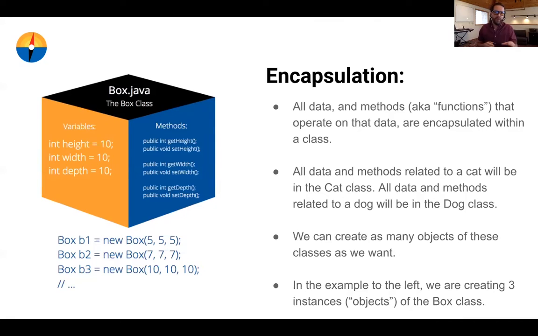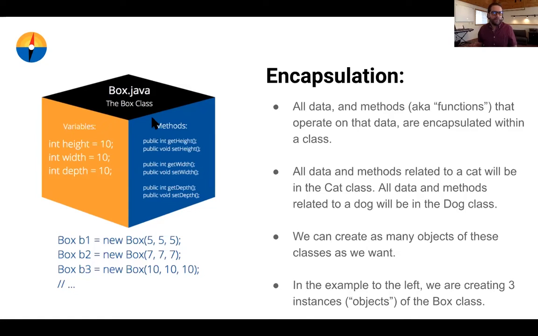All the variables, which you can see on the orange panel there, int height, int width, int depth, these are the variables that will describe this box. And here I've set them all to 10, but in a class definition, you would not set these to 10. It would just be int height, int width, int depth. And these are the variables that define this box.